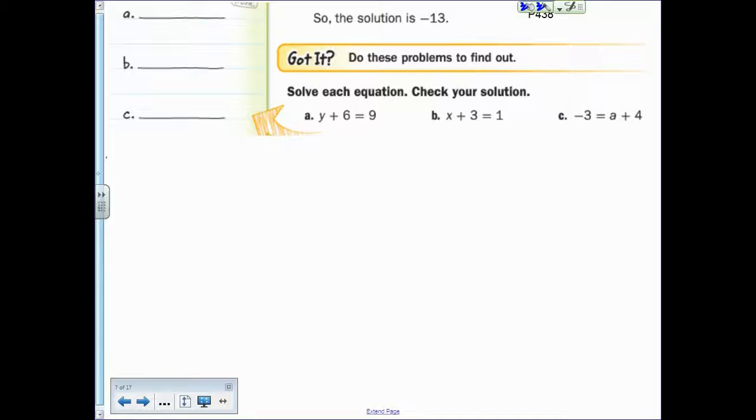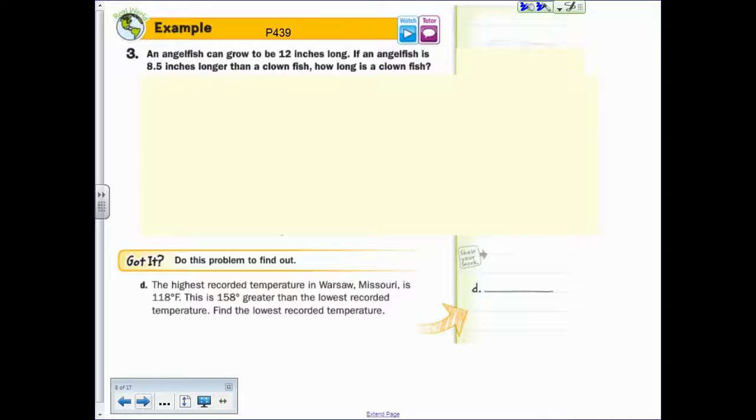That brings us to the first set of letter problems, but we're going to go ahead and move on to the other examples. Let's take a look at this word problem. It says an angelfish can grow to be 12 inches long. So angelfish can be 12 inches long. That is a fact in this problem. If an angelfish is 8.5 inches longer than a clownfish, so an angelfish is 8.5 inches longer than a clownfish.